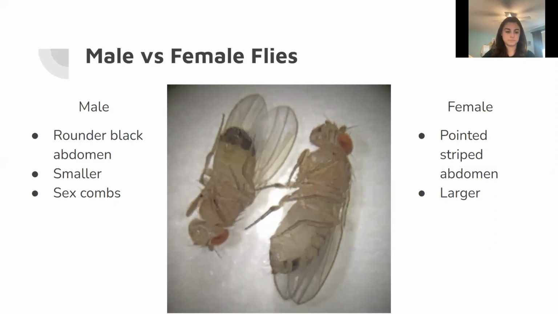As you can see in this picture, we have a male on the left and a female on the right. The males have a black and round abdomen. They're also smaller than the females, and they have sex combs, which you can see on the image. They're little black dots on their front legs. The females have pointed and striped abdomens and are often larger than the male fruit flies. The easiest way to tell the difference between them is by looking at their abdomens because they are so different.